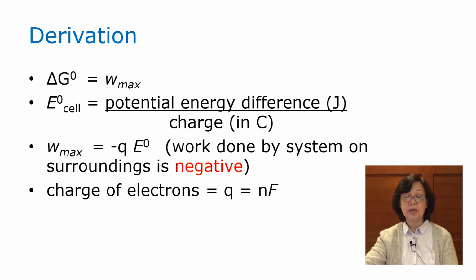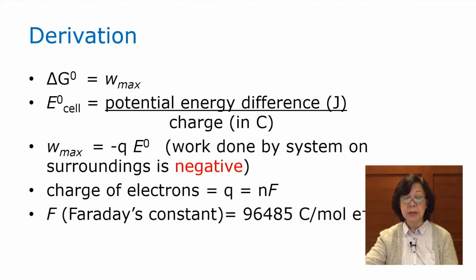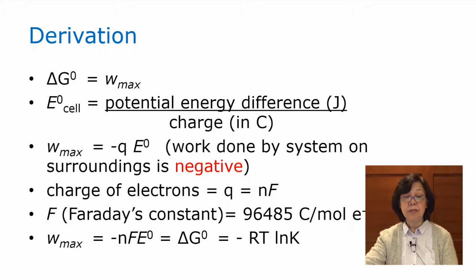The charge is defined by Q, which is the moles of electrons times the Faraday's constant, and Faraday's constant is the charge in coulombs carried by 1 mole of electrons. Therefore, we can now say the maximum work is minus nF E0, which is equal to delta G0, the Gibbs free energy, which is equal to minus RT natural log of K, the equilibrium constant. Now we have a relationship between the three terms.